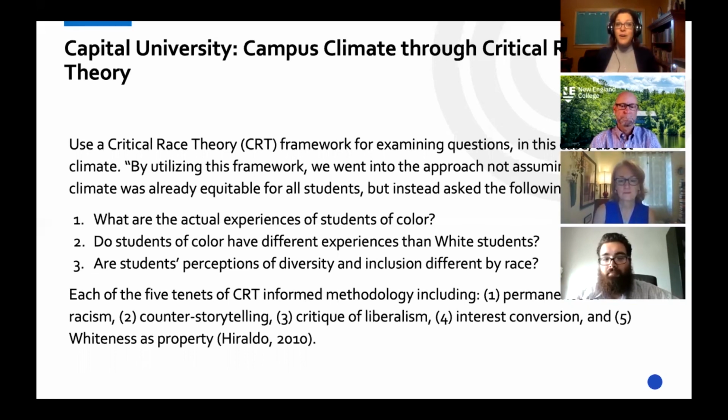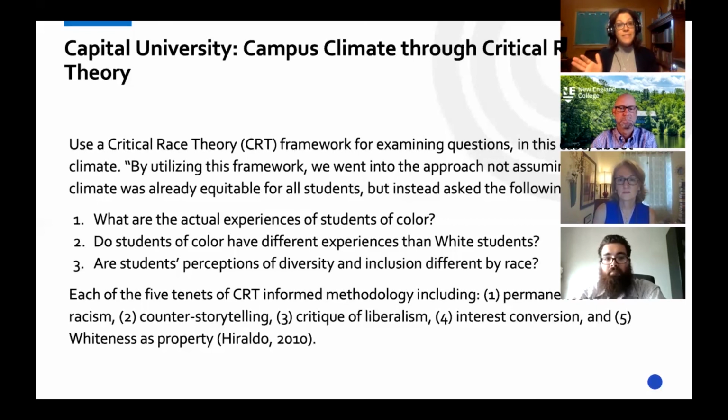And they wanted to know, what are the actual experiences of students of color? What's really going on with that? And do students feel comfortable to have those conversations with us? Are they having different experiences? What are students' perceptions of diversity and inclusion? Are those different by race? And they tried each of the different elements. So they did a method of permanence of racism and counter storytelling and critique of liberalism and interest convergence as individual methods that they applied then within their assessment process. So being incredibly clear in how this is directing what they're doing as a research project, basically, within the institution.